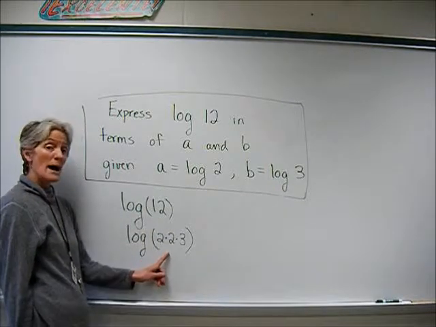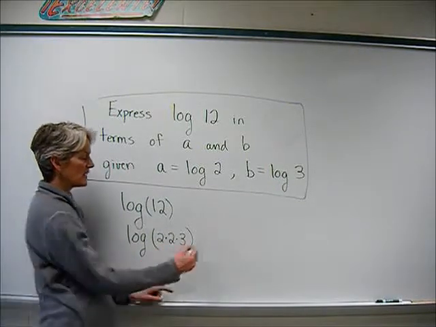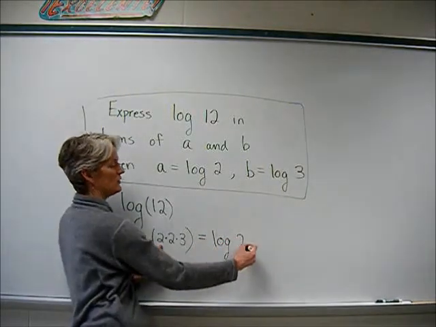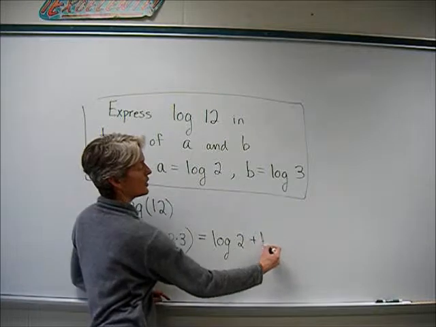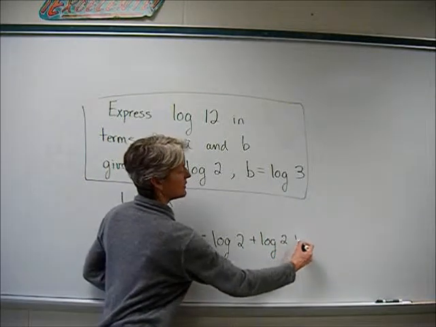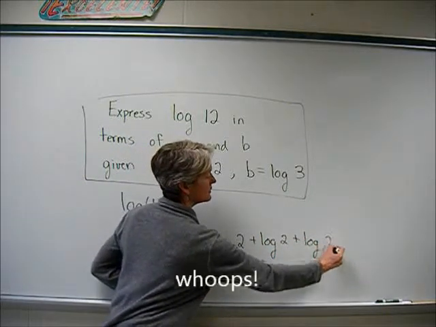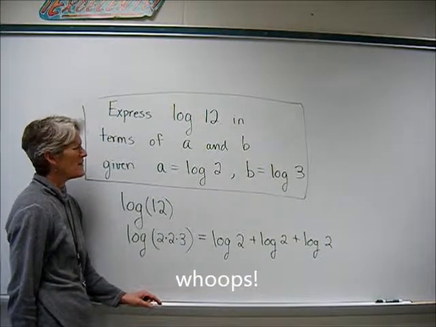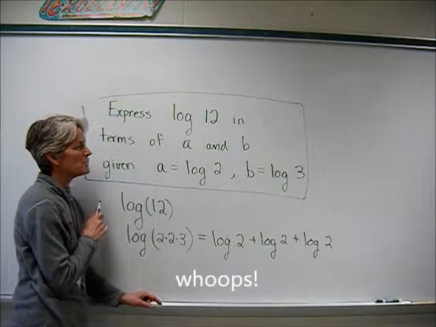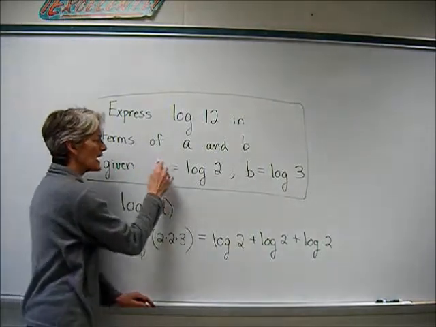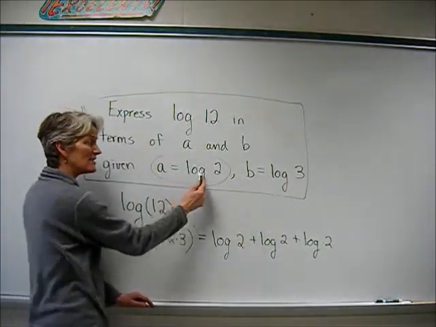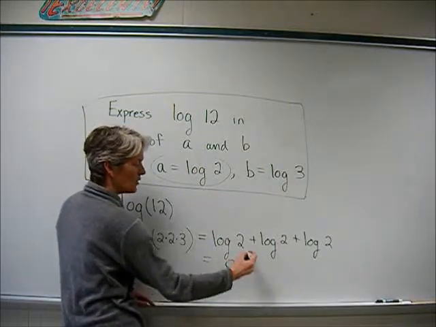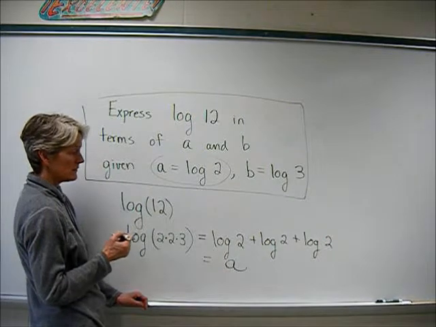Now I'm going to use that property that says when you are multiplying things, that's the same as adding their logs. So that's the same as the log of 2 plus the log of 2 plus the log of 3. Aha! Okay, but I want to write this in terms of a and b. So now I go down to my little key. Okay, a is the same as the log of 2. Oh, so the log of 2 I can replace with the a.